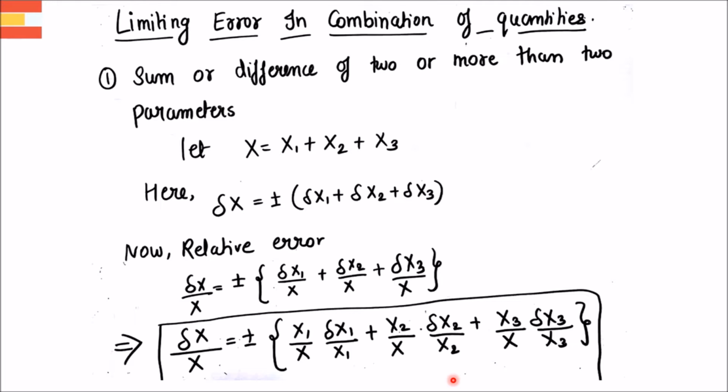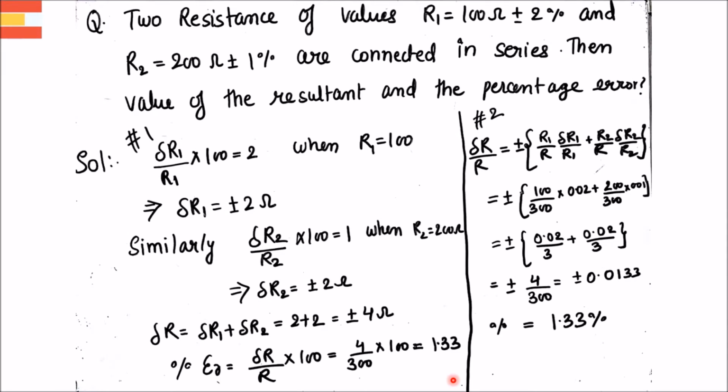You can see in some examples. So let's discuss an example. Two resistances of values R1 equals 100 ohm plus minus 2% and R2 equals 200 ohm plus minus 1% are connected in series. Then the value of the resultant and the percentage error will be? The first method is to calculate del R1 and del R2 and then sum up to get the resultant absolute error, which was explained in this form. When we get del R, we just divide it with the true value to get the relative value. So this is the conventional method.